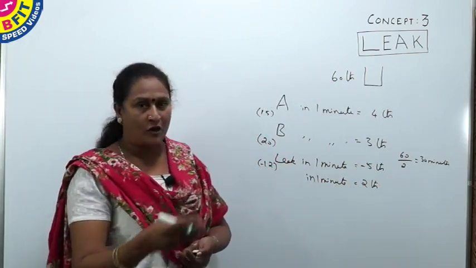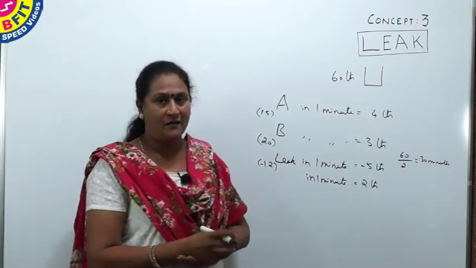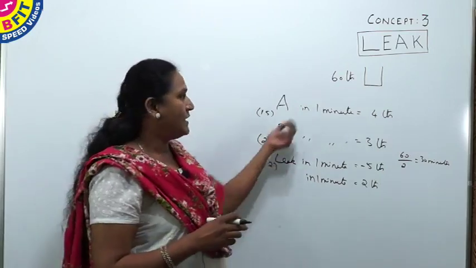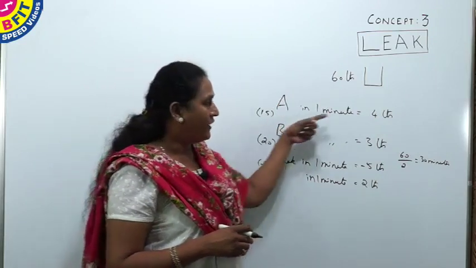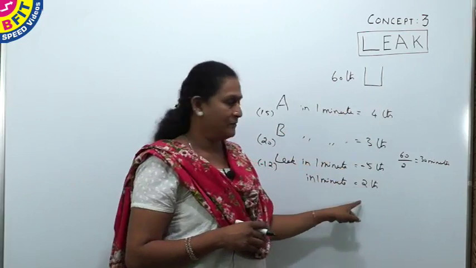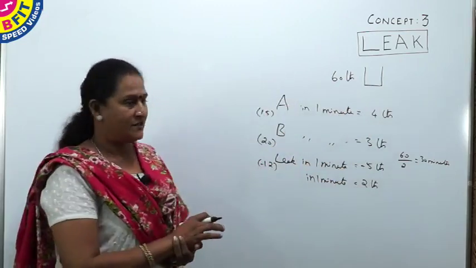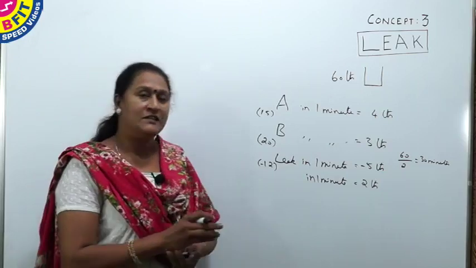So though we are talking about the leak, we can consider this leak as an emptying pipe, and for more than 2 pipes, take LCM for time taken, find work done by individual pipes and find the effective work done. So 2 liters per minute to fill 60 liters, 30 minutes is the answer. So we'll see the next concept.